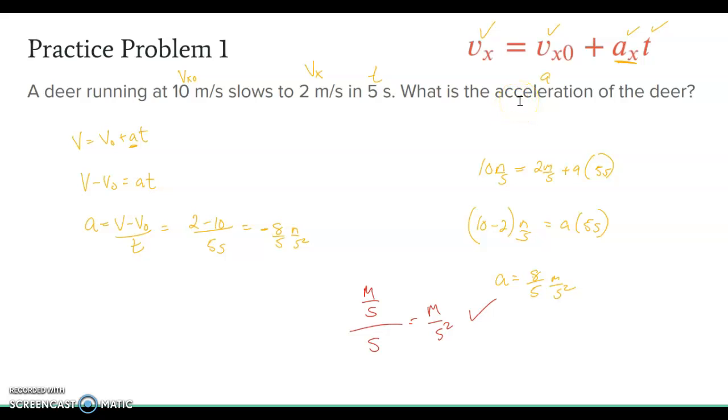Now you've only got one equation to work off of, so this should be an easy one to follow. We know Vx, we know Vx naught, we know we're looking for Ax, and we know time. So there's only one unknown. We have an equation with everything else known. It's easy to kind of plug and chug.